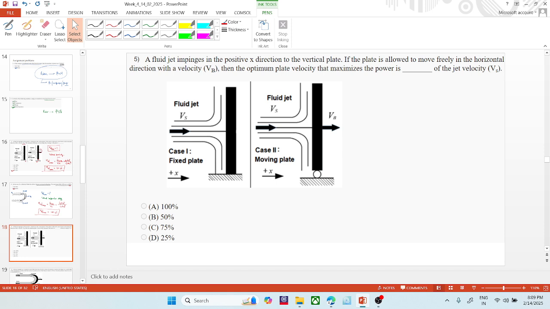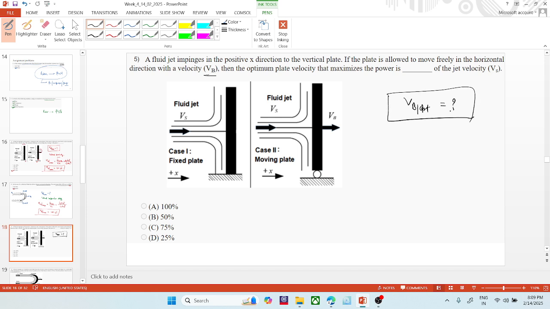So the next thing is a fluid jet impinges in the positive x direction on a vertical plate. If the plate is allowed to move freely in the horizontal direction with a velocity Vb, then the optimum plate velocity that maximizes the power is... Okay, so here we have to determine the optimum blade velocity which maximizes the power.